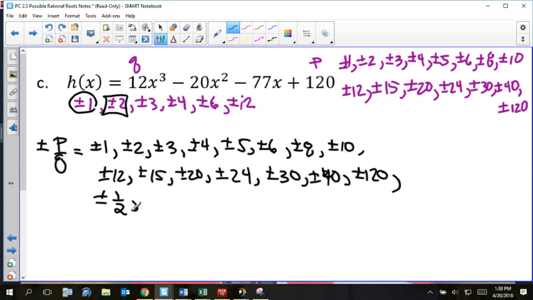And I'm going to put 3 over 2. That one we haven't done yet. The next one is 4 over 2, but that's a repeat. I've got 5 over 2. Then I have 6 over 2, 8 over 2, 10 over 2, and 12 over 2, but those are repeats. 15 over 2 is new. 20 over 2 and 24 over 2 are repeats. 30 over 2, 40 over 2, 120 over 2, I've already written all of those down. So now we move on to the 3's.